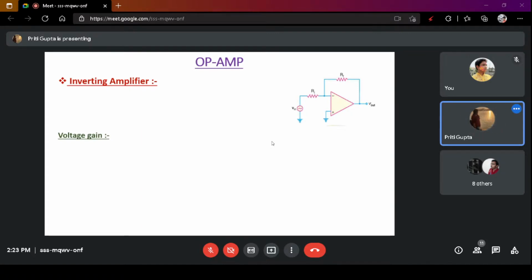Write down: for the op-amp, determine the value of RF required to produce a closed loop voltage gain of -100 when Ri equals 2.2 kilo ohm.